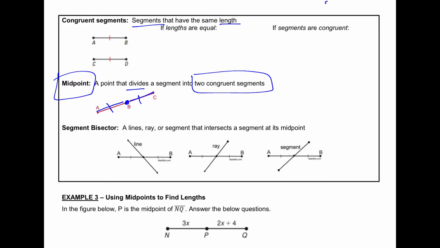Now, we can also have something called a segment bisector. These might be lines or rays or other segments that intersect a segment at its midpoint. So if you consider these blue dots, that's the midpoint of this segment, and it is marked by a line. This blue dot is the middle of this segment, and that's a ray that crosses that midpoint. Here, this segment is bisected, or cut into two equal parts, by another segment.